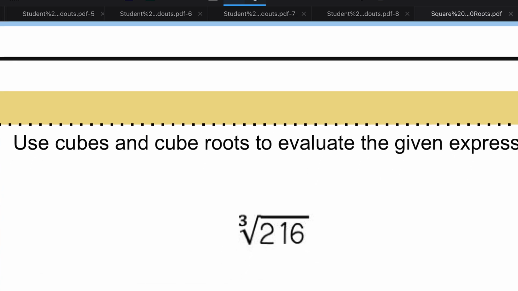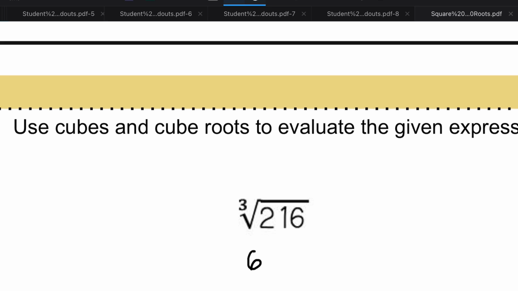So we have the cubed root of 216. If we go back up to that chart, we know that the cubed root of 216 is 6. And I'm going to let you leave that one.